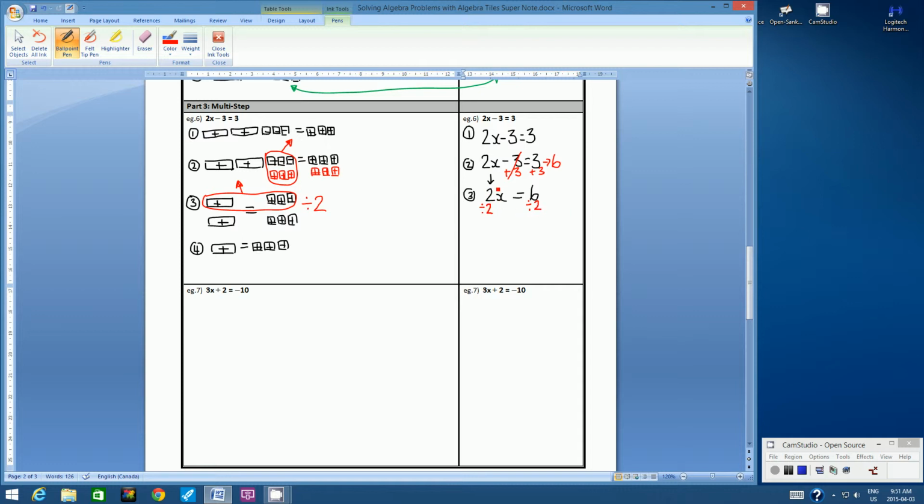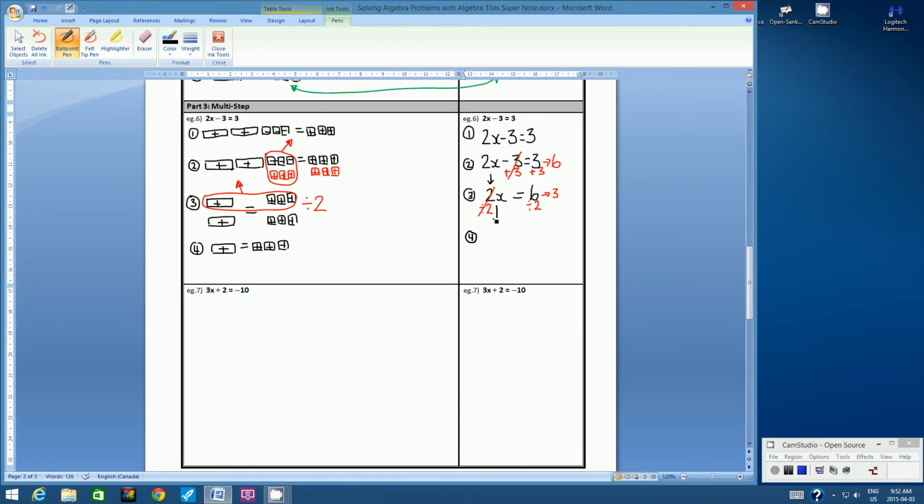2 divided by 2 cancels each other out because 2 divided by 2 is 1. 1x is simply x. 6 divided by 2, well, that's easy. That's 3. Okay? And then step 4, we write what remains.